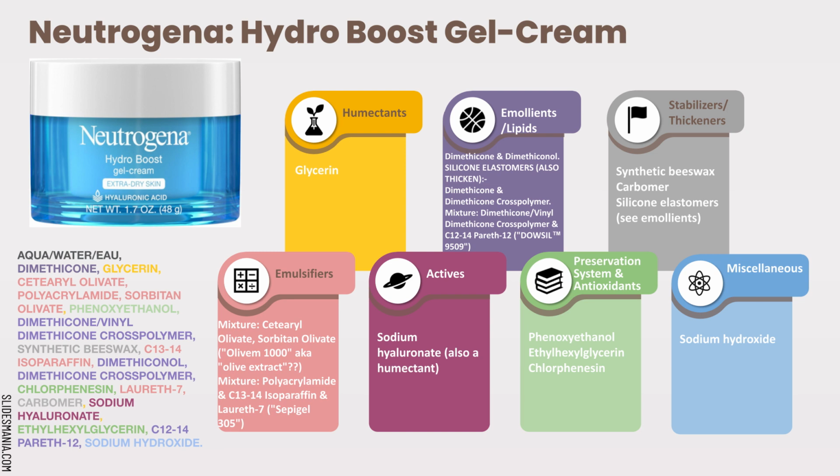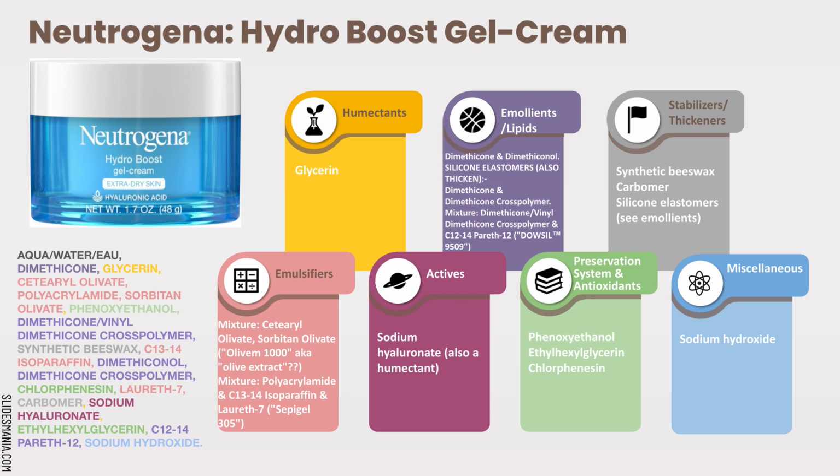For the first evaluation, we have Neutrogena's Hydrogel Cream, which is aimed at dry skin. Despite the name gel cream, this is actually a hot process oil, or rather silicone, in water emulsion based on silicone elastomers. This product is advertised as oil-free and so is using silicones instead.